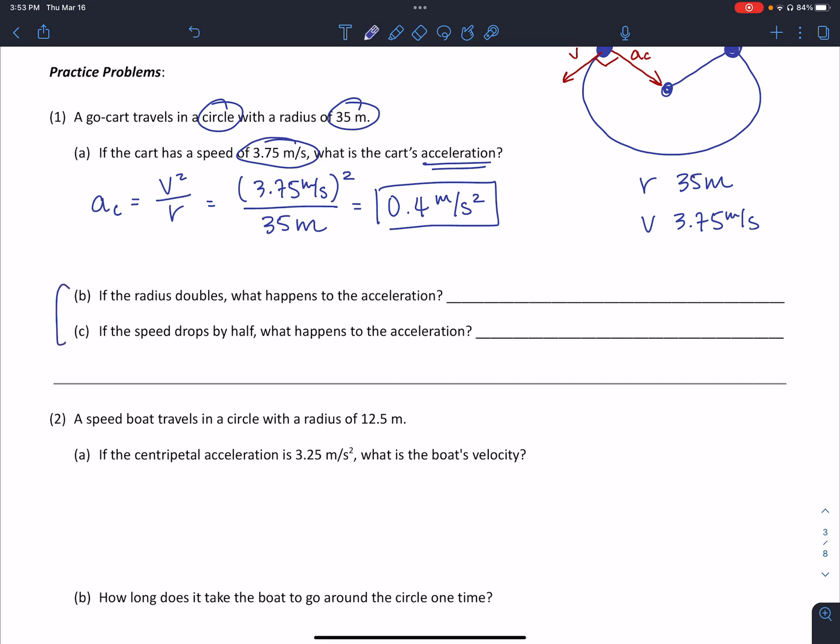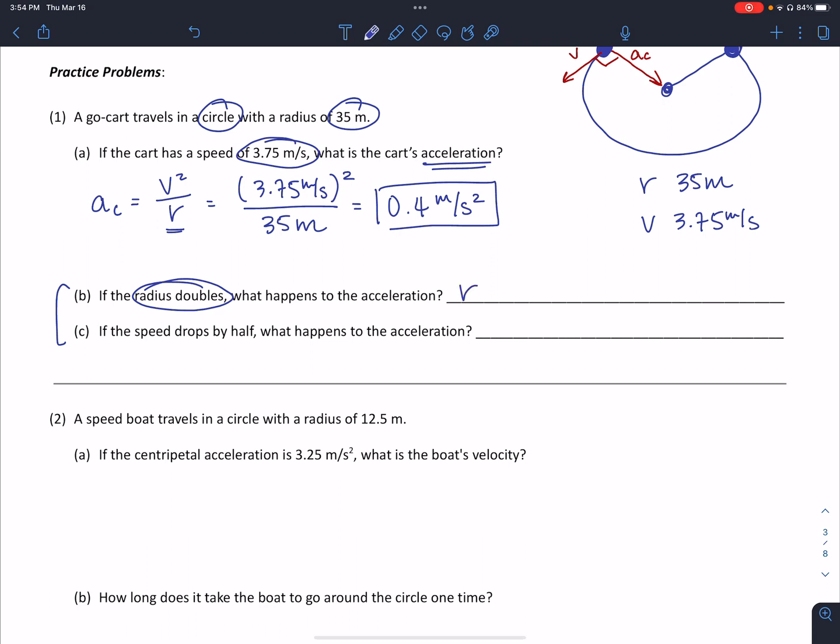If you see that radius value is in the denominator of our formula, so if it changes, the acceleration is going to change in the opposite direction. So for our first example, that radius, what if I doubled the radius? So now the circle is twice as big. What is that going to do to our acceleration?